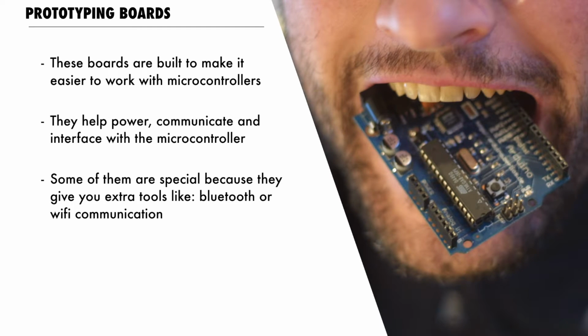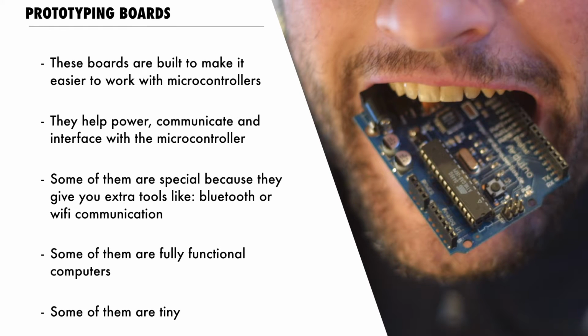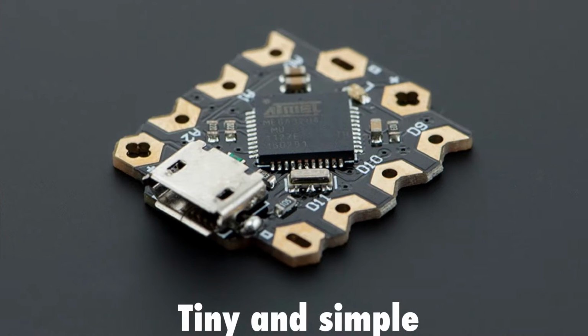Some of them are special because they give you extra tools like Bluetooth connections and Wi-Fi connections, but at the core, what they do is manage electronic signals, sending, receiving and processing them. Some of them are fully functional computers like the Raspberry Pi, and some of them are tiny. So let's look at a few of them.